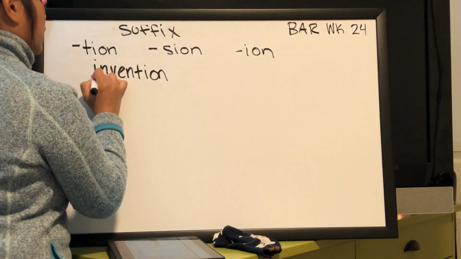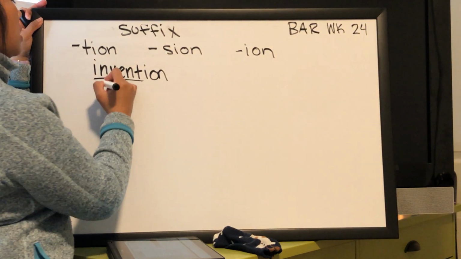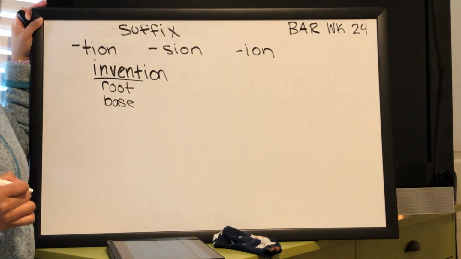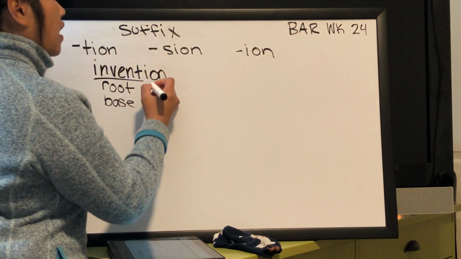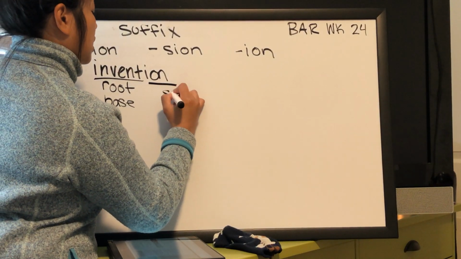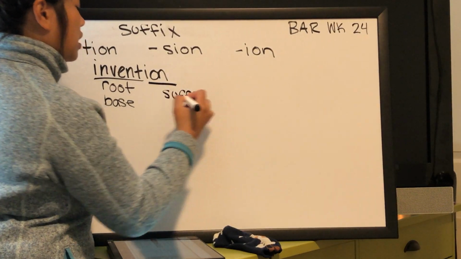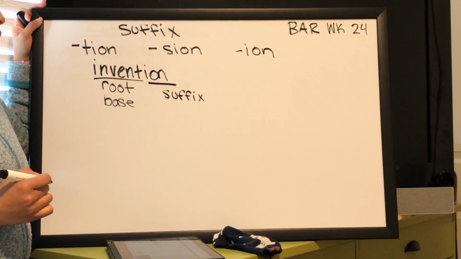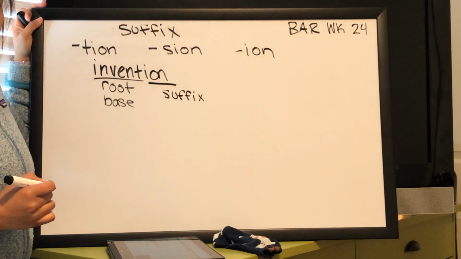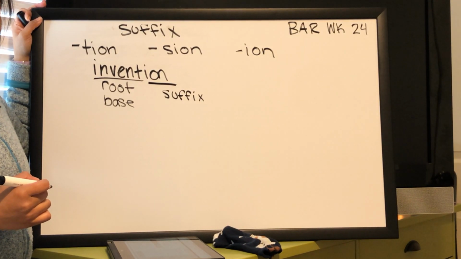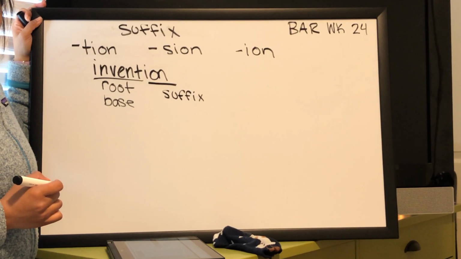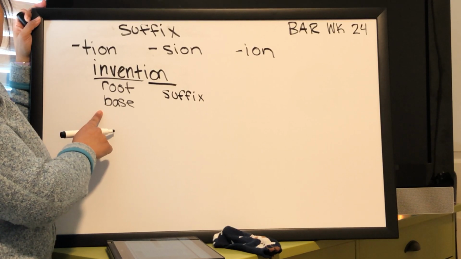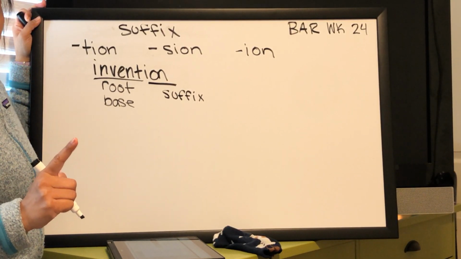So, the root word or the base word is what? The suffix is what? Now let's break down the root word and understand the meaning to it, because this is a true root word. Invent, which is the root or the base word, it's to make something new for the first time.